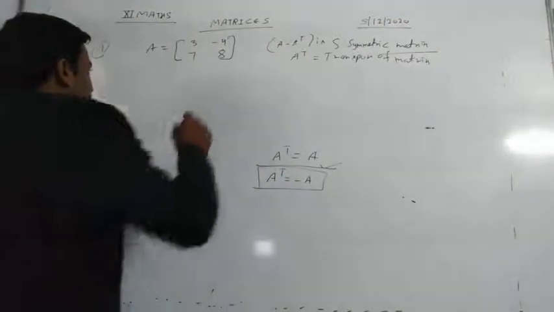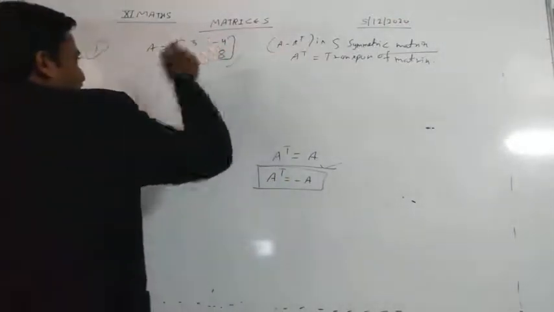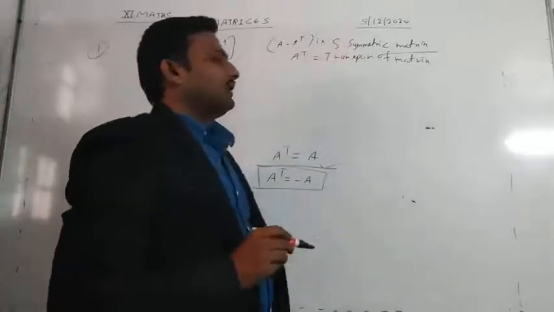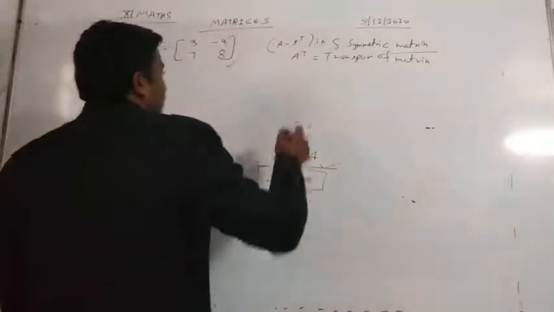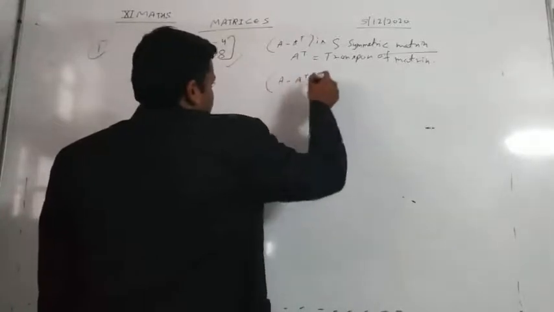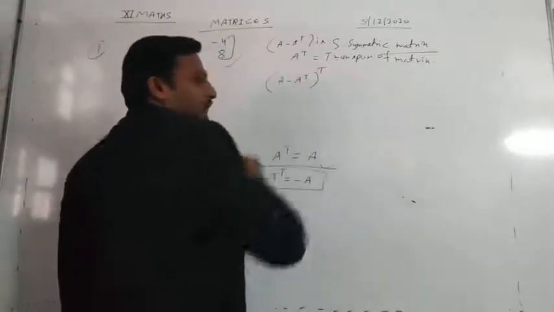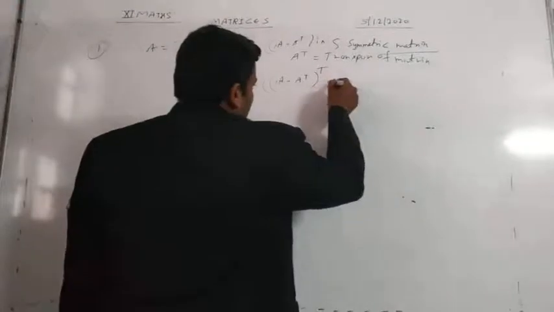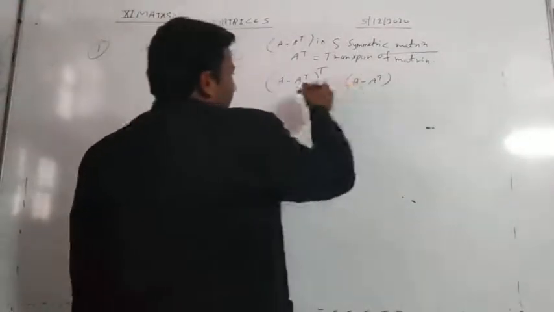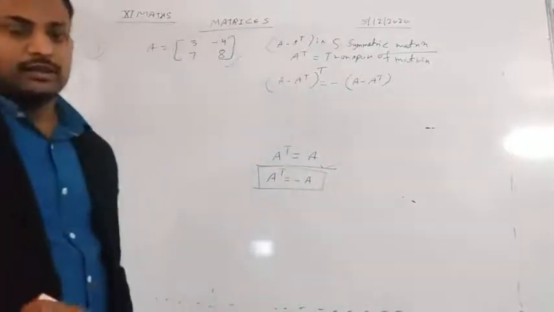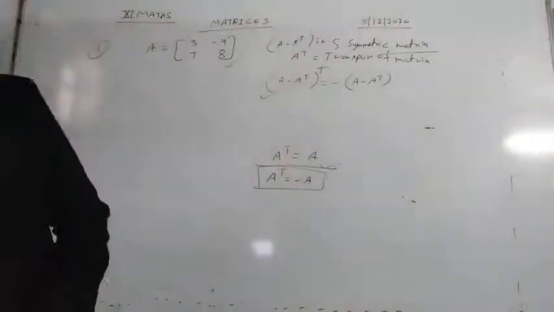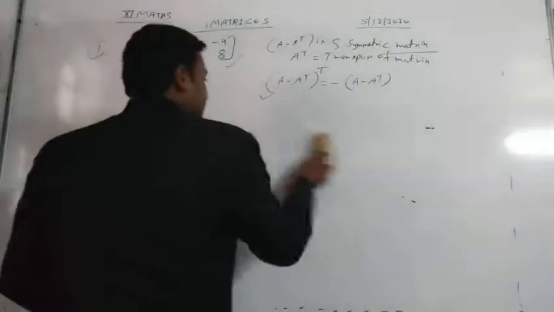So, students, in this question our A matrix is this, and we have to show that A minus A transpose is a skew symmetric matrix. It means we have to take the transpose of this matrix and show that it equals minus of A minus A transpose. Then we can say that this matrix is skew symmetric. Okay, so let's start.